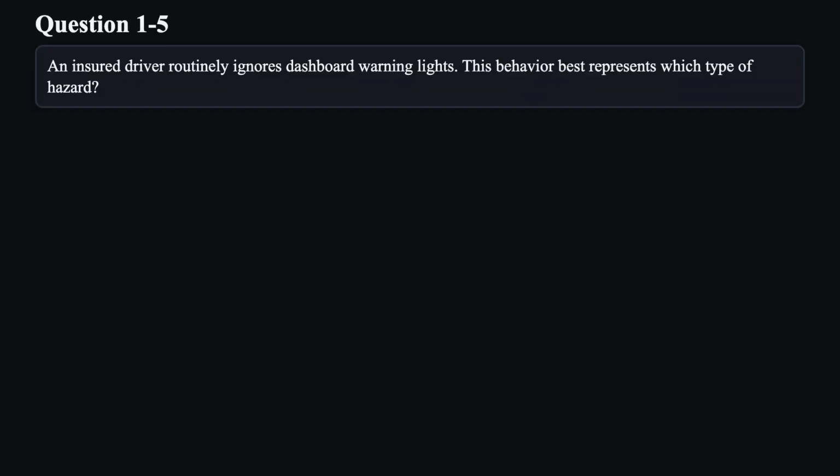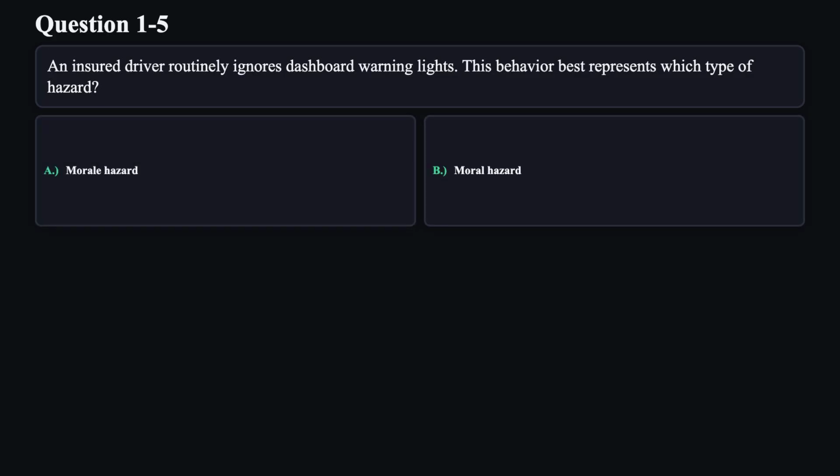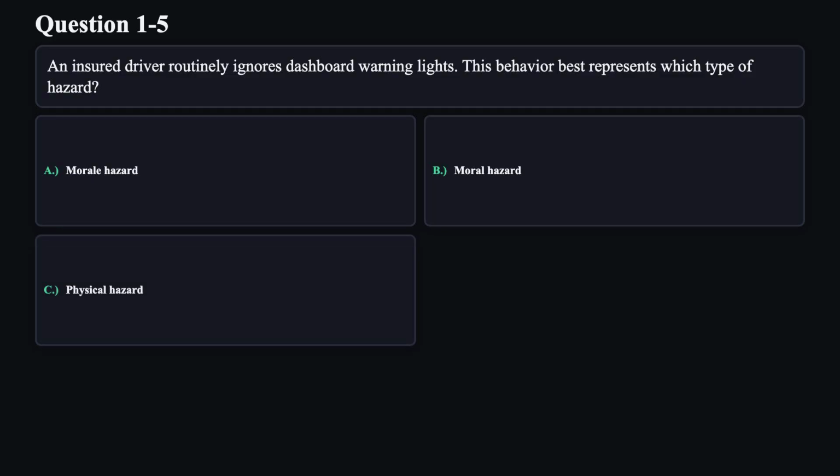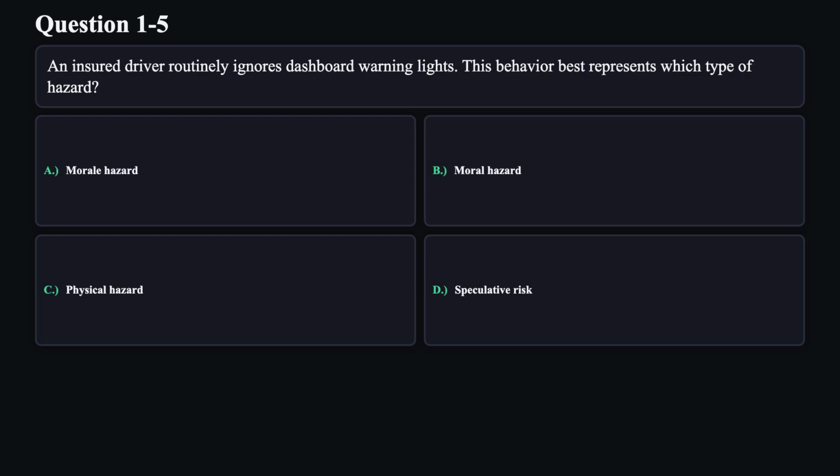Question 5. An insured driver routinely ignores dashboard warning lights. This behavior best represents which type of hazard? A. Moral hazard. B. Morale hazard. C. Physical hazard. D. Speculative risk.